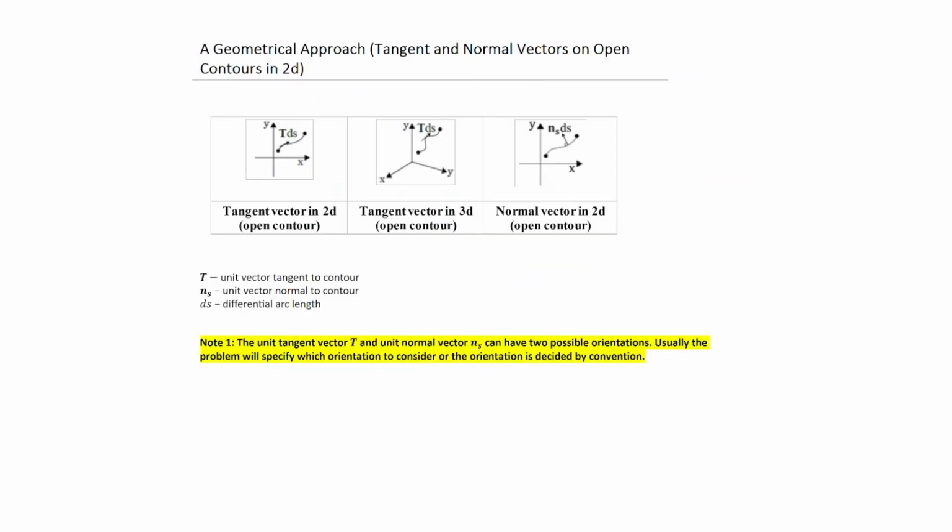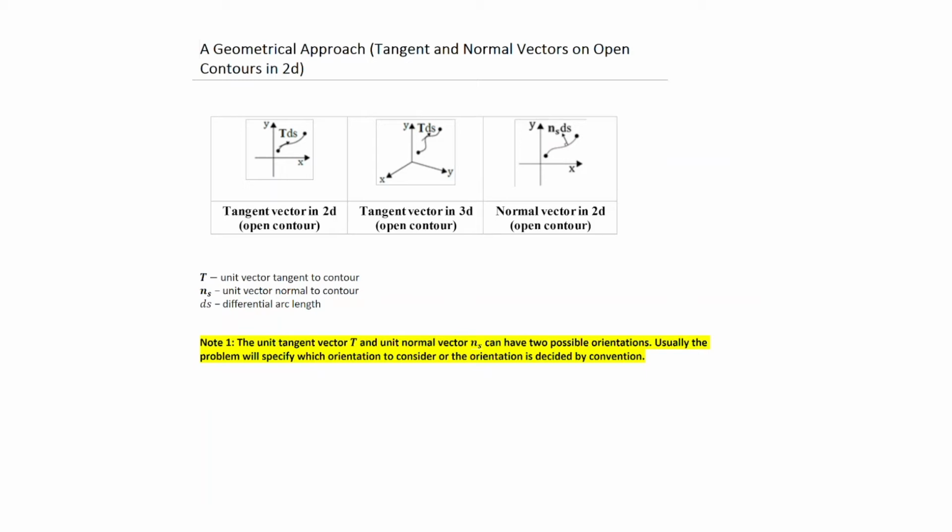All right, so let's look at geometry here in particular. I'm looking at what I call the tangent and normal vectors on open contours in 2D. We'll extend this to 3D as well. If you look at the diagram on your far left, this is just a diagram of a curved line going between 2 points. We can define a tangent vector at each point along that line, and we're going to define it as T ds. ds is a differential arc length, and T is a unit vector that points in a particular direction tangent to the contour at a given point on the contour.